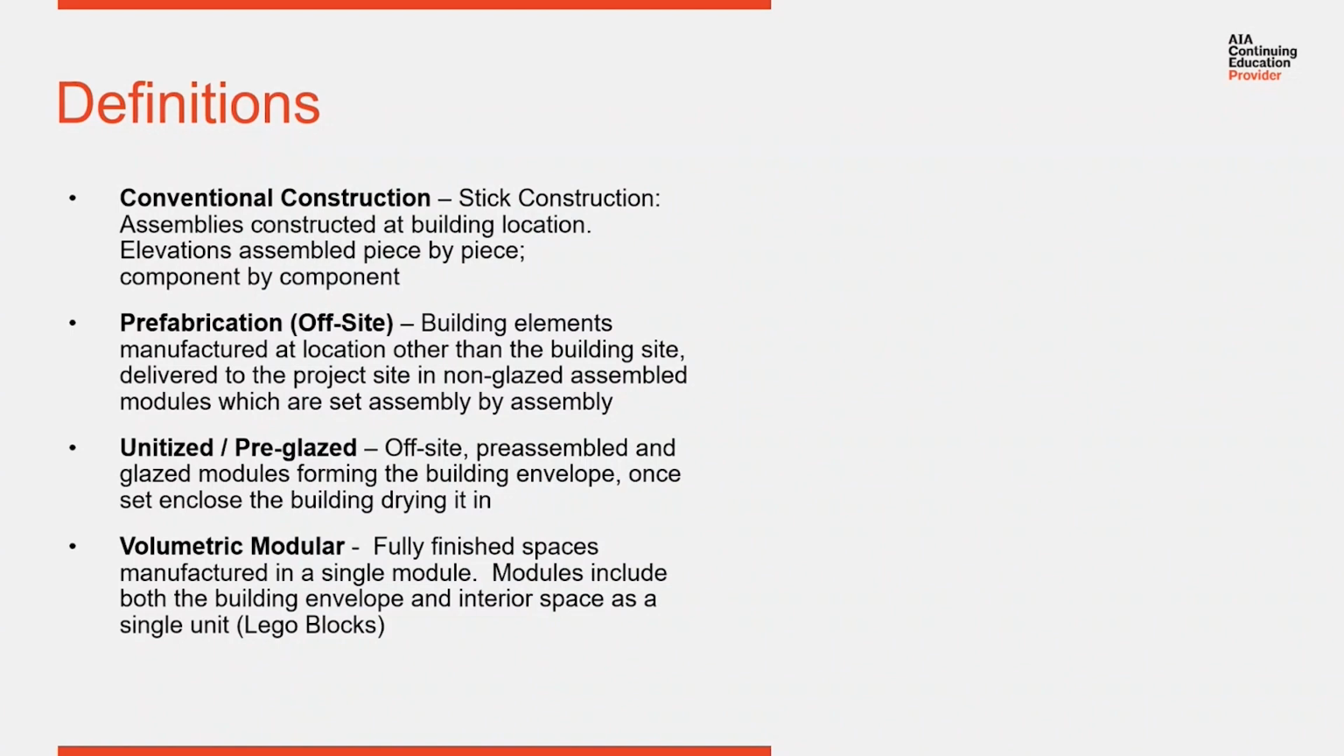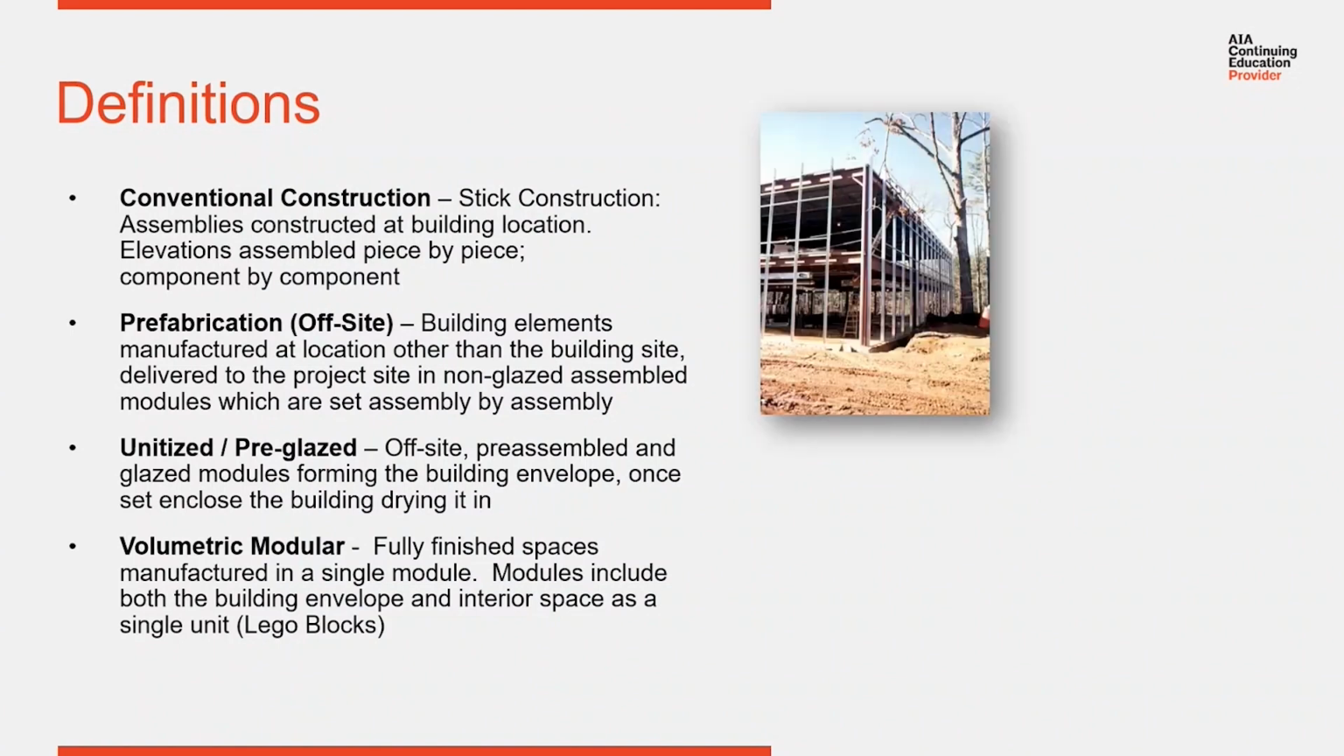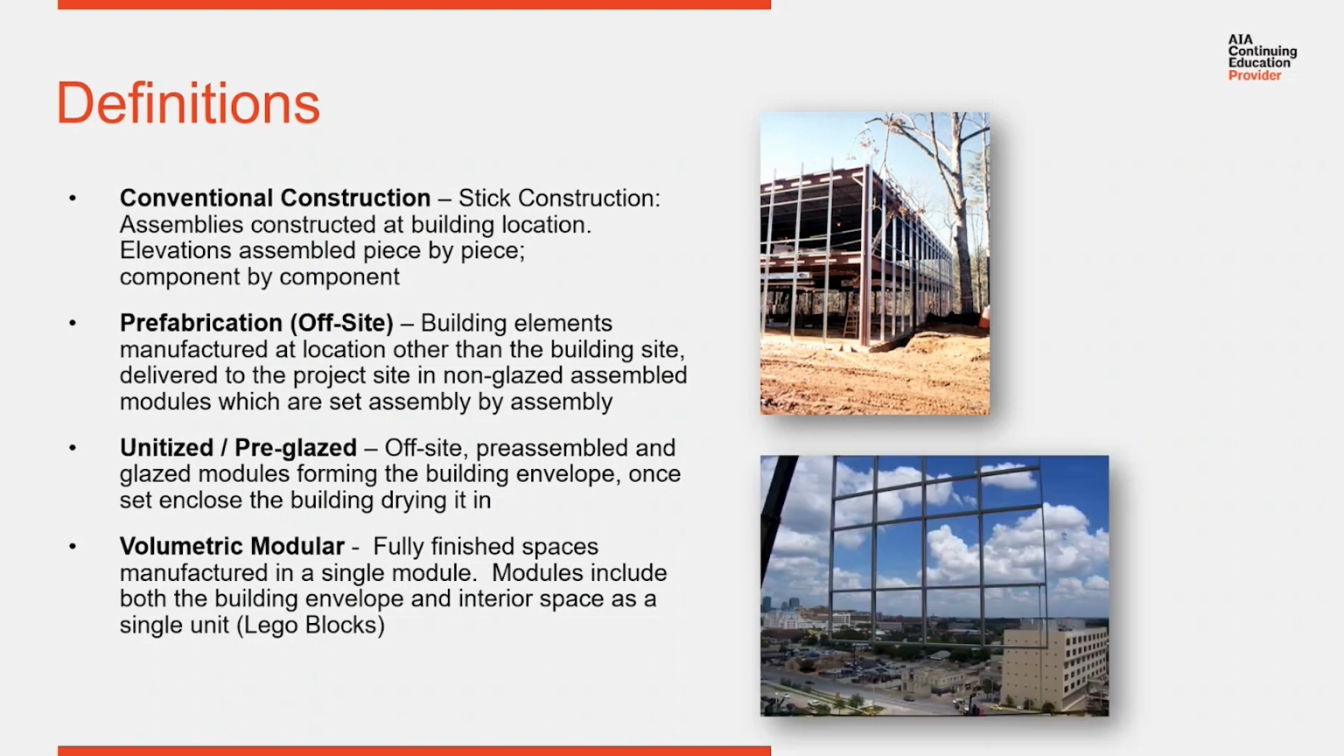As far as definitions, when we talk about typical conventional construction, we're talking about stick construction. Now, with stick construction, you can see from this picture, you've got a curtain wall that's being installed component by component. Here are the verticals and some horizontals being installed, but you can see the building's still open. It's not dried in. So the curtain wall is being installed one piece at a time. So that's your typical conventional construction, going piece by piece, component by component.